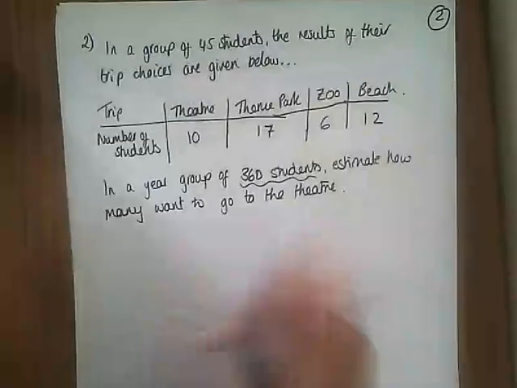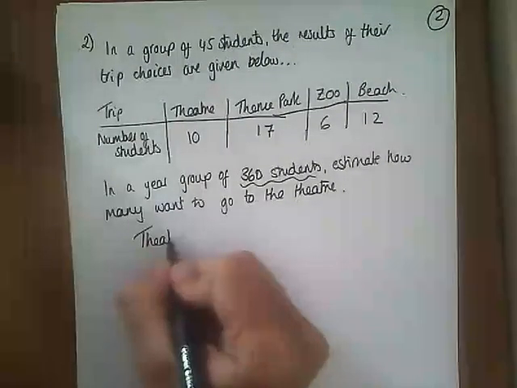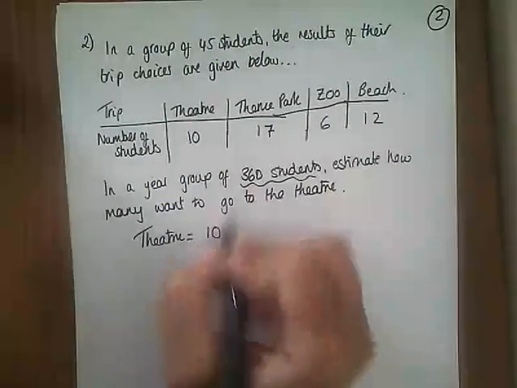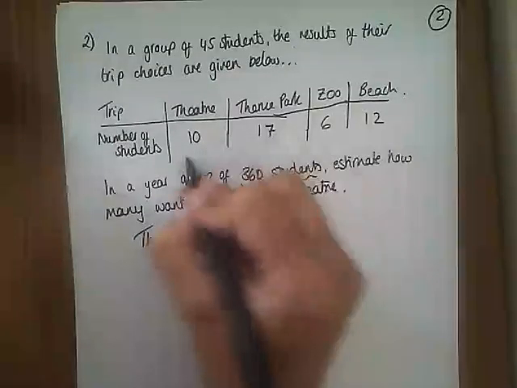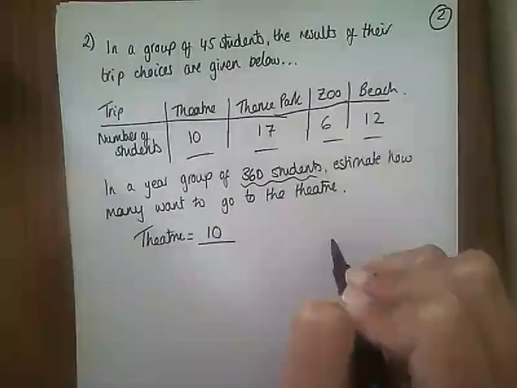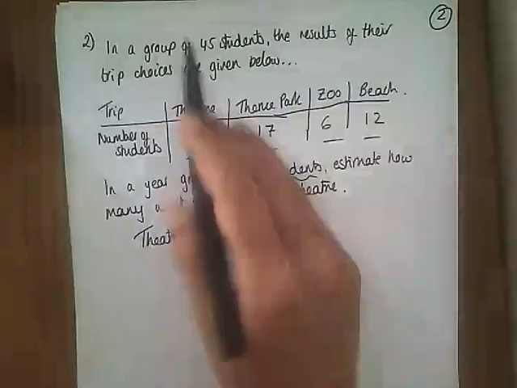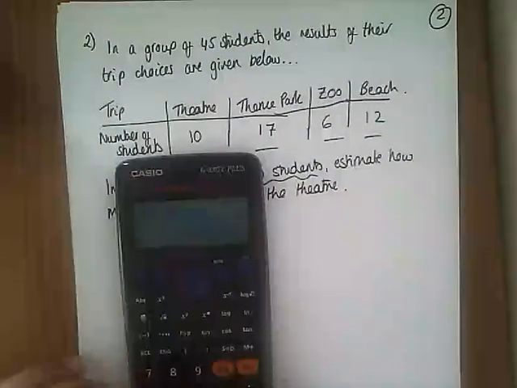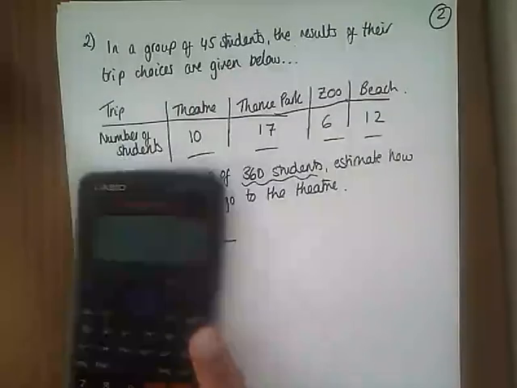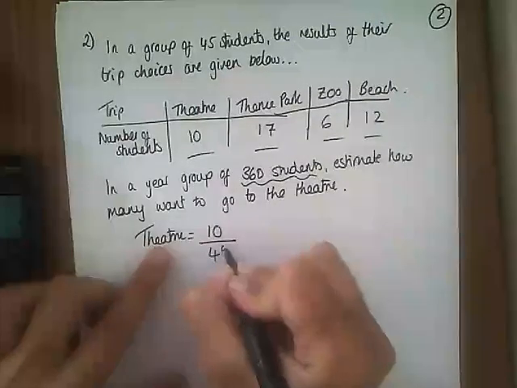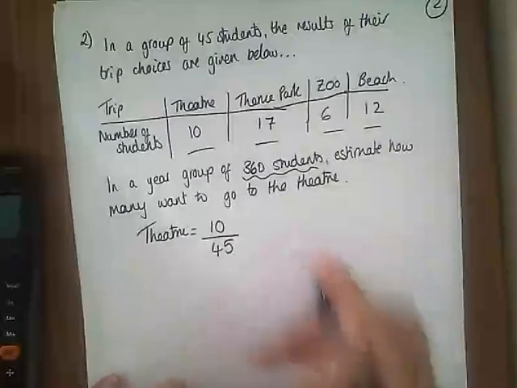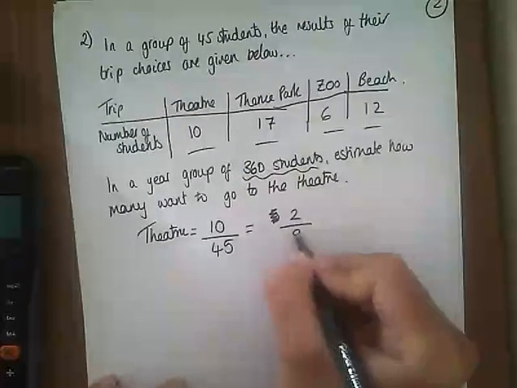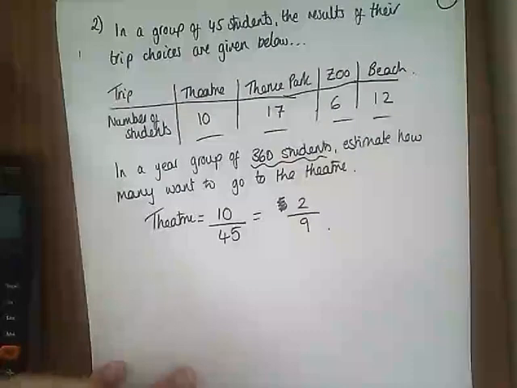Okay, so we need to work out the probability of a student wanting to go to the theatre. So the probability of a student wanting to go to the theatre is 10 out of, well, these all should add up to 45. Okay, because it says there's 45 students in total. Well, let's just check it does. And if it doesn't, then that's my fault and I've written a poor question. But they do, they add up to 45. So the probability a student wants to go to the theatre is 10 out of 45. Now we could cancel that down because we could divide the top and bottom by 5. And we're going to say that is 2 ninths.